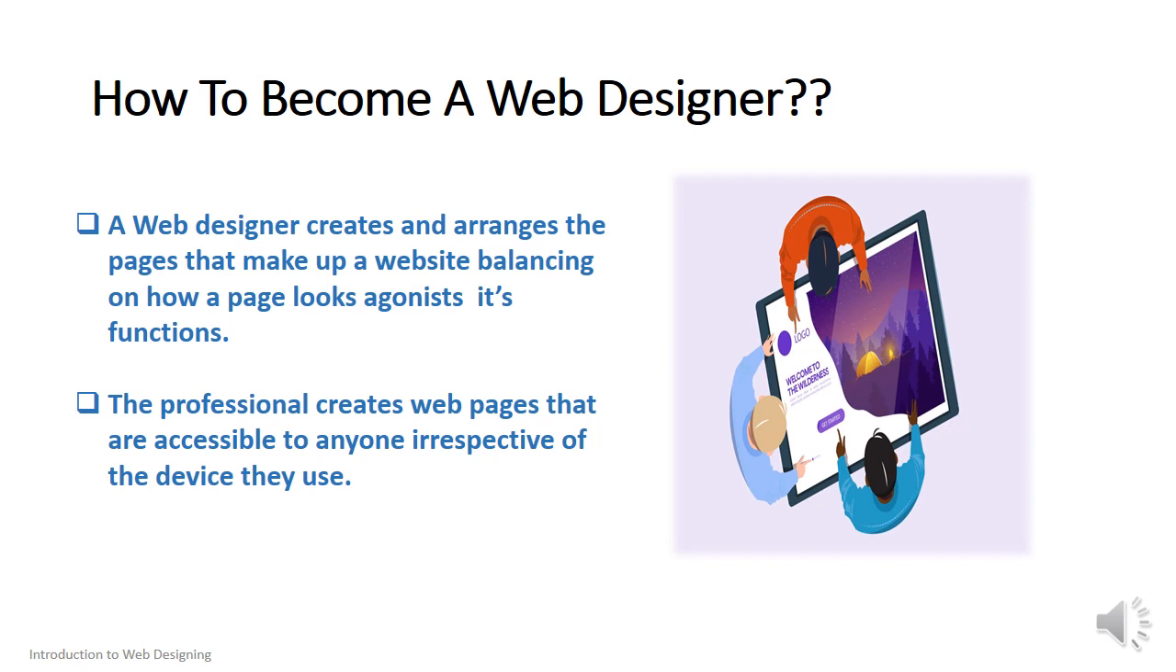Actually, to become a professional web designer, there are two major factors which are highly effective. The first fact is that a web designer creates and arranges the pages that make up a website, balancing how a page looks against its function. The other fact is that the professional creates web pages that are accessible to anyone irrespective of the device they use. Additionally, web designers must have the required skills and qualifications to become a professional web designer. We are going to talk about this in the next slide.